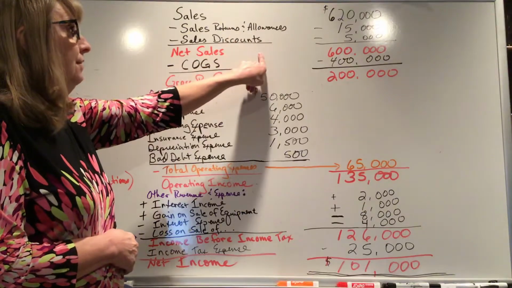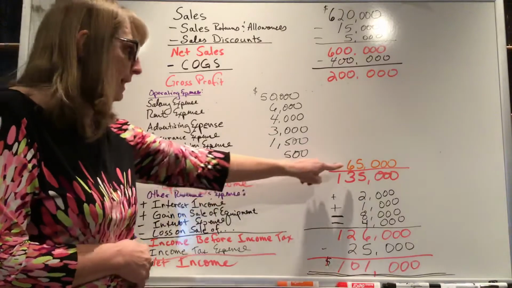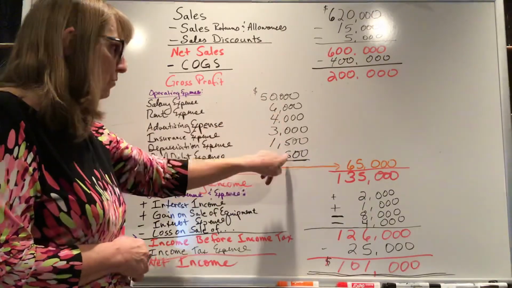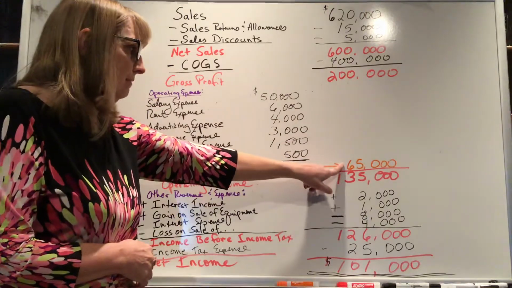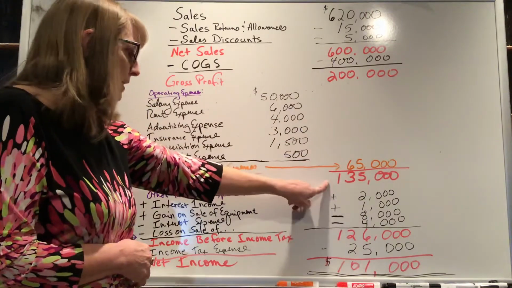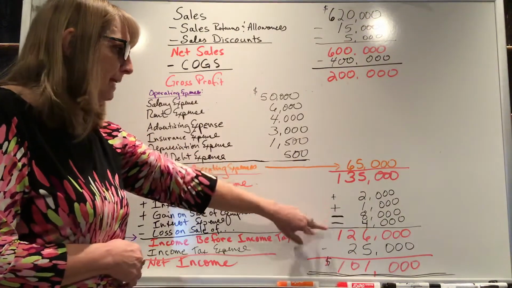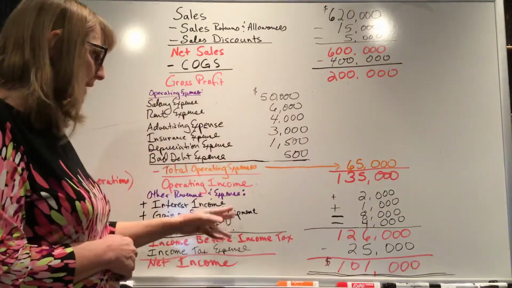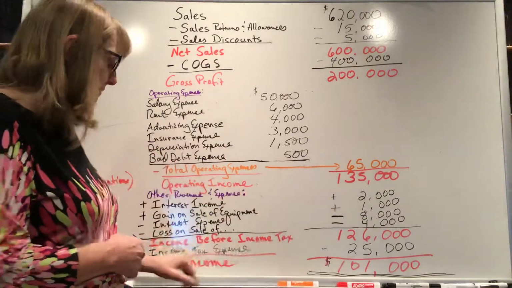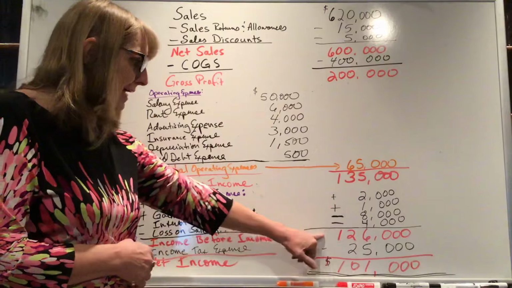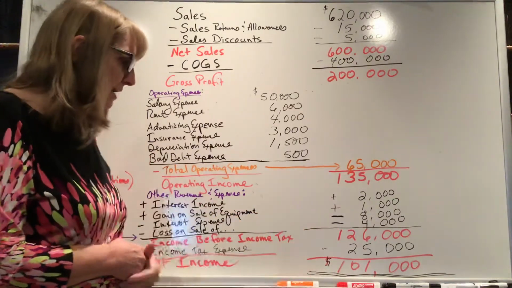Net sales, gross profit, we have total operating expenses, which is just this subtotal here, and then gross profit minus this total operating expenses subtotal is operating income, or income from operations. Then we add and subtract our other revenue and gain items, the interest and the gain or loss. That gives us our income before income tax, and then we subtract income tax expense, and that gives us our net income.